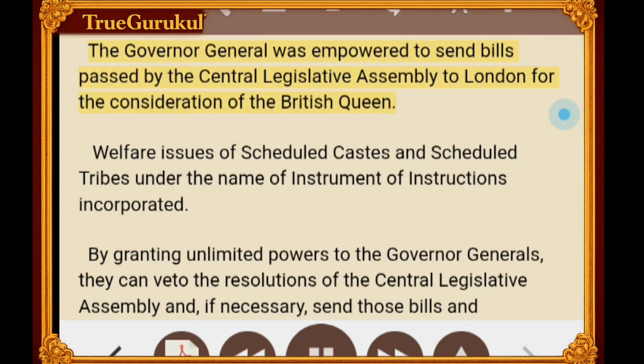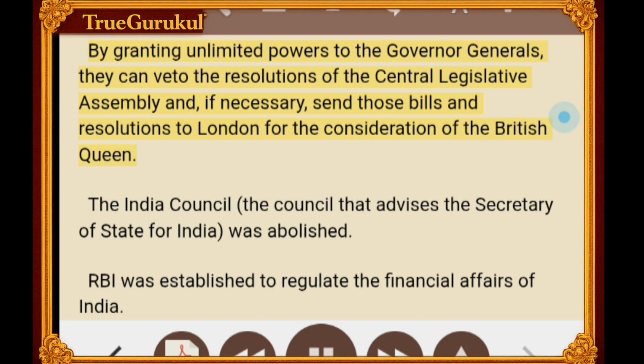The Governor-General was empowered to send bills passed by the Central Legislative Assembly to London for the consideration of the British Queen. Welfare issues of scheduled castes and scheduled tribes were incorporated under the name of Instrument of Instructions. By granting unlimited powers to the Governor-Generals, they can veto the resolutions of the Central Legislative Assembly and, if necessary, send those bills and resolutions to London for the consideration of the British Queen.